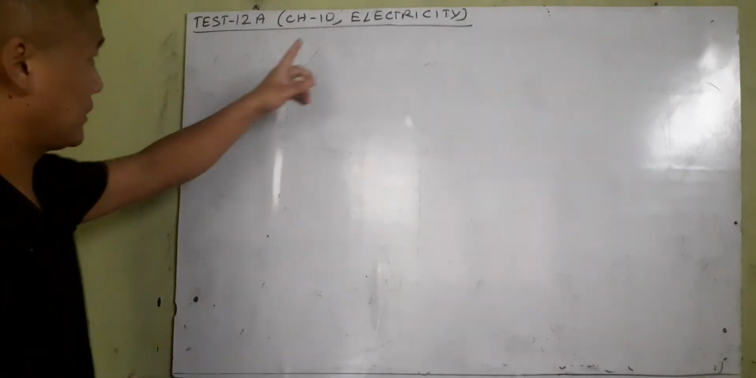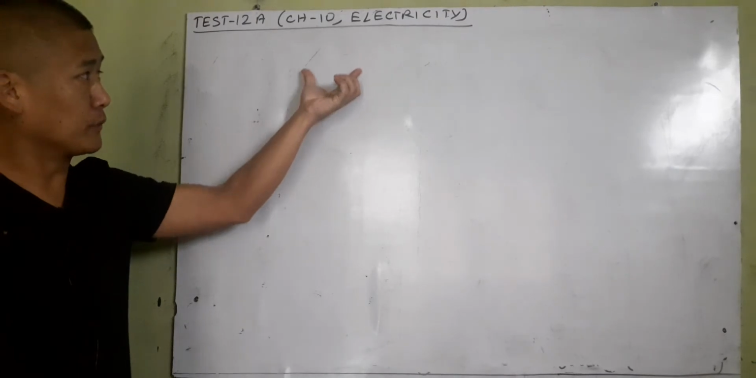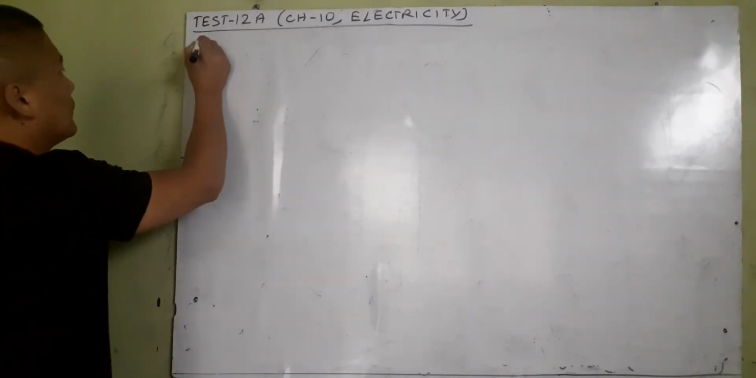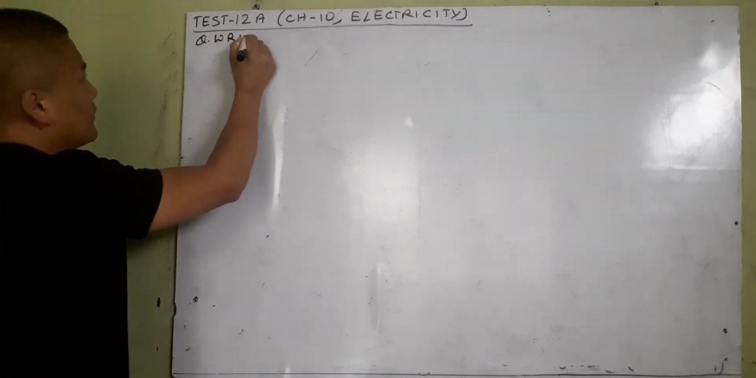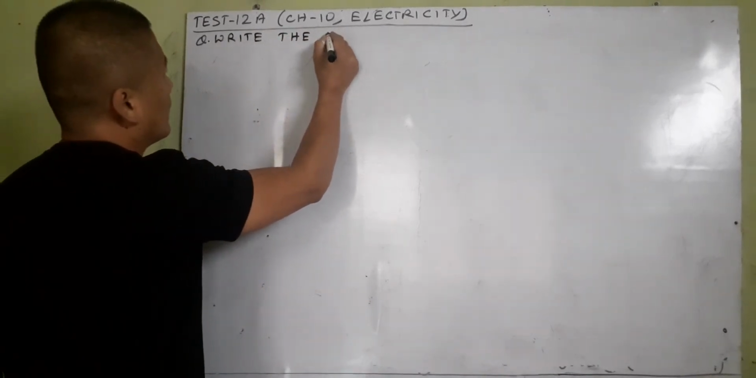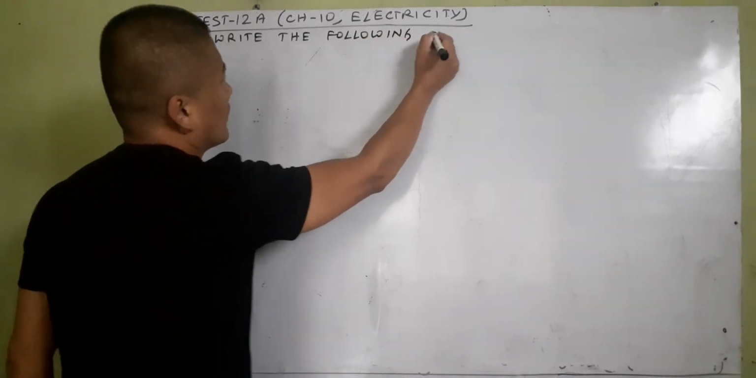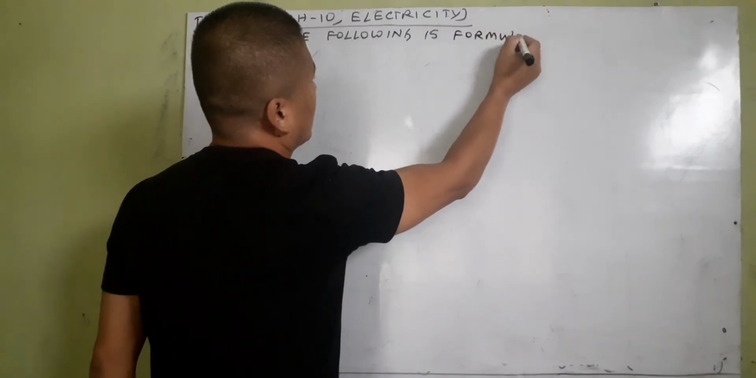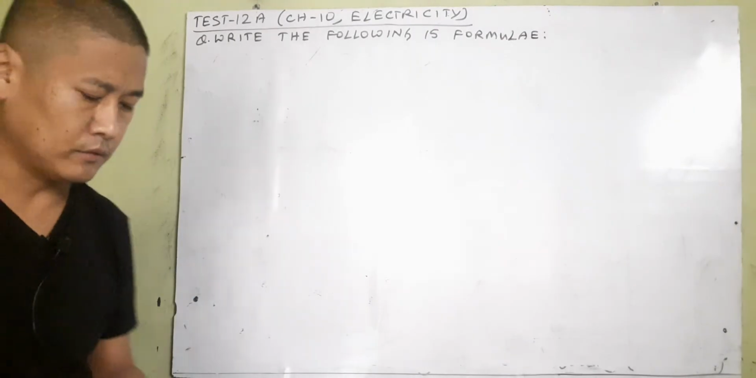This is chapter 10, class 10, electricity. We're starting with the numericals, the first test, 12A. As soon as you finish this class, you memorize and write from memory the following 15 formulae. Formulae means plural. I'll explain it to you.